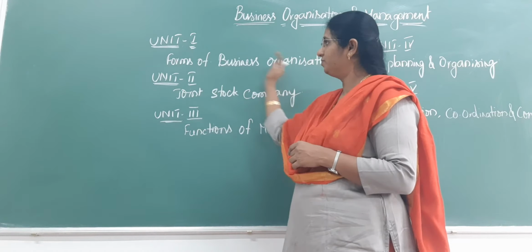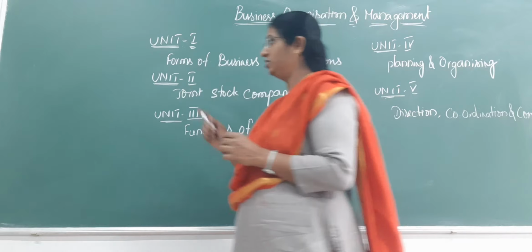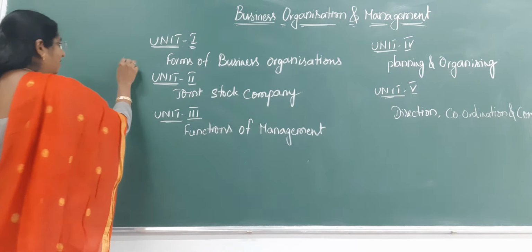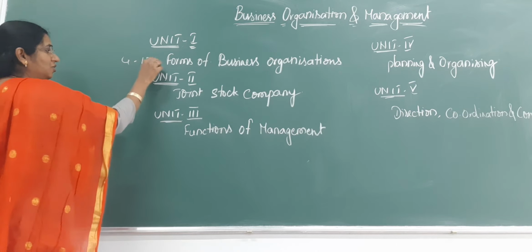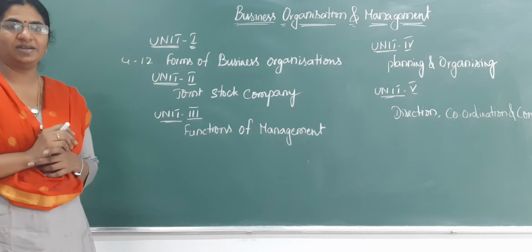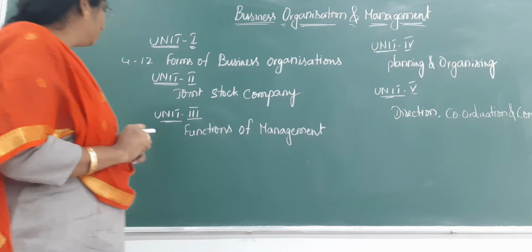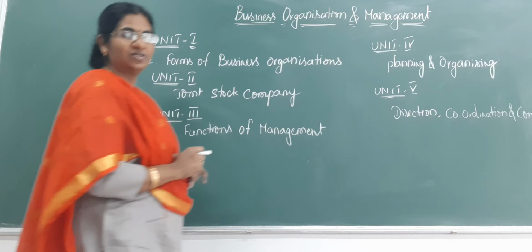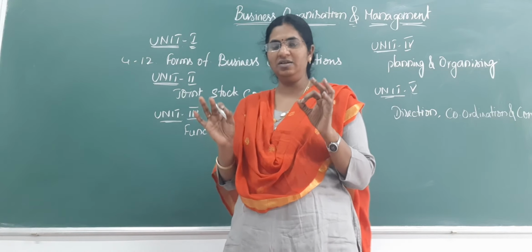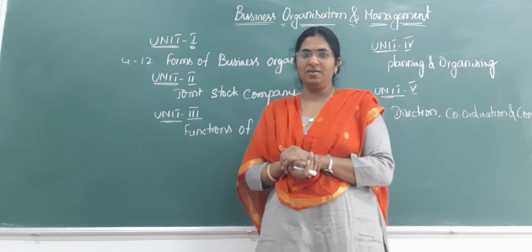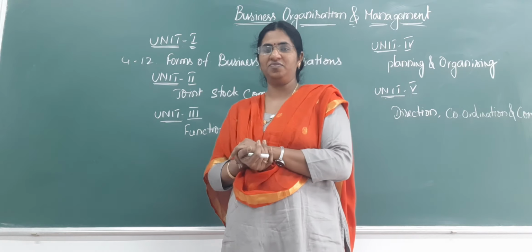This is about forms of business organization, unit number 1, where you have 4 mark questions as well as 12 mark questions. Right? Now move to unit number 2. Unit number 2 is Joint Stock Company. Very interesting topic. Very interesting unit also.